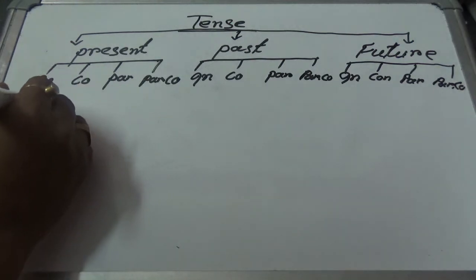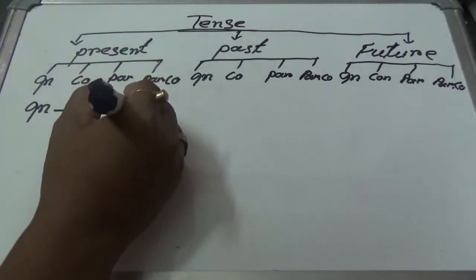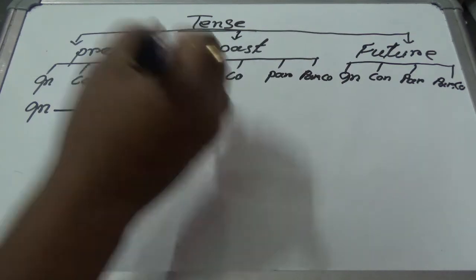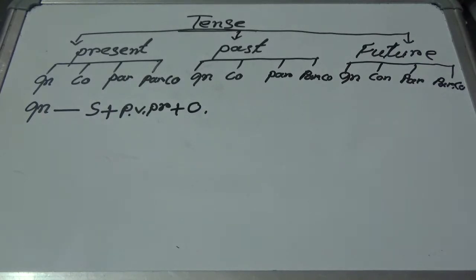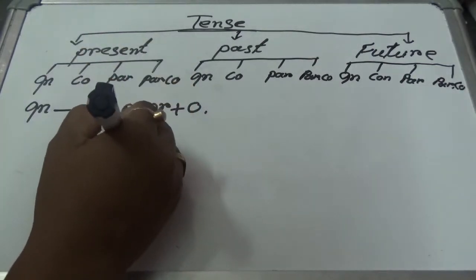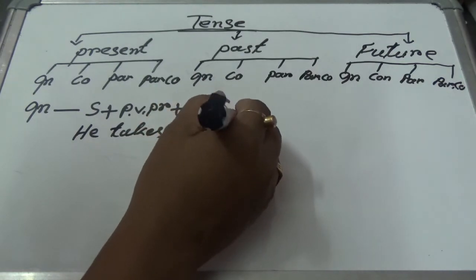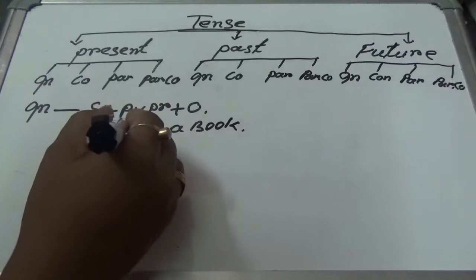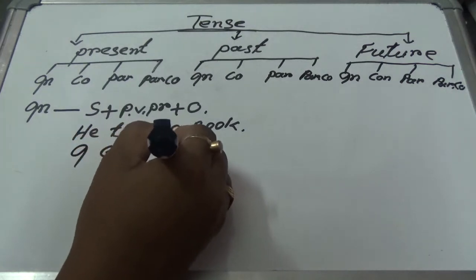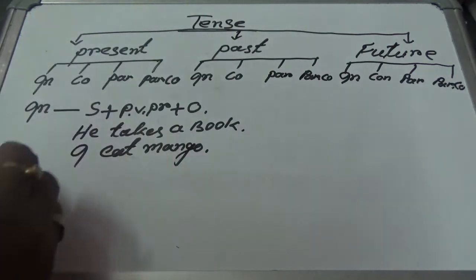Indefinite structure: subject plus principal verb present form plus object. Example: He takes a book. I eat mango. Subject plus principal verb present form plus object.